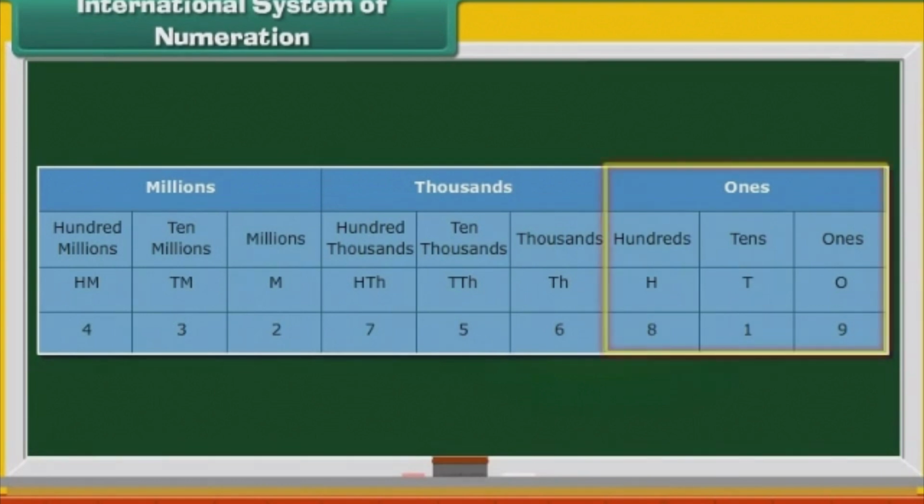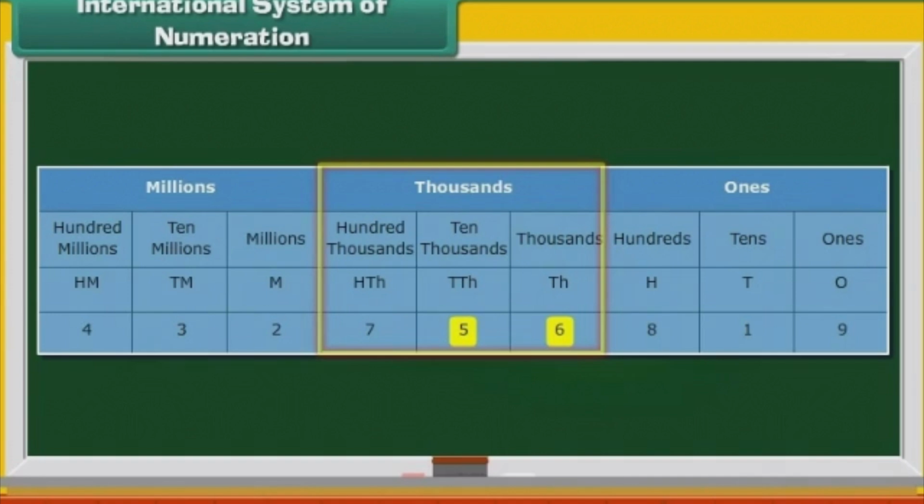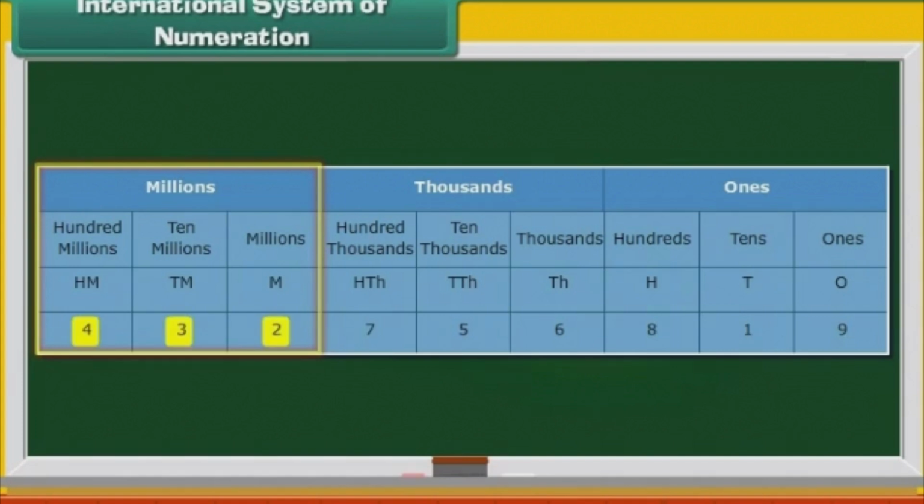Let us look at the International Place Value Chart in detail. The ones group has three digits: 9, 1, and 8. Each of these digits has a specific place. They are ones, tens, and hundreds. Similarly, the thousands group has three digits: 6, 5, and 7. Their places are thousands, 10,000s, and 100,000s. The millions group has the three digits: 2, 3, and 4. Their places are millions, 10 millions, and 100 millions.